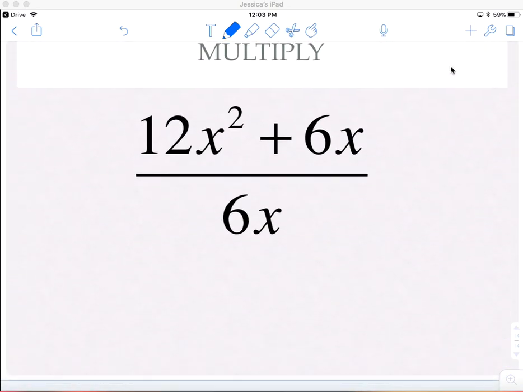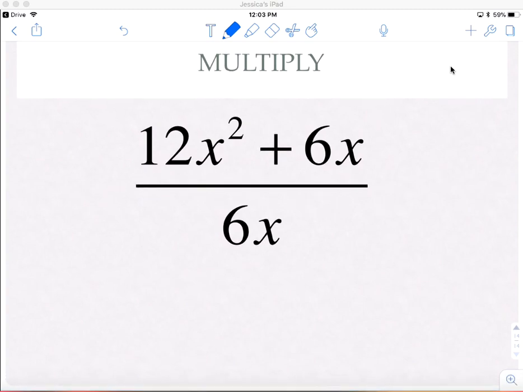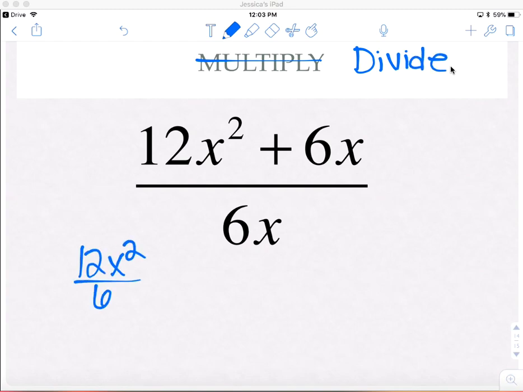Looking at our last problem, you have to remember your laws of exponents. We're actually dividing this. So 12x squared divided by 6x and 6x divided by 6x. Remember, when you're dividing exponents, you're dividing the big numbers in front and you are subtracting your exponents.